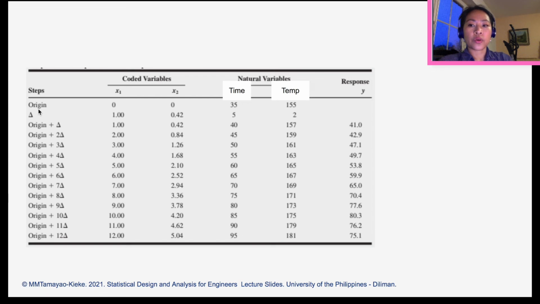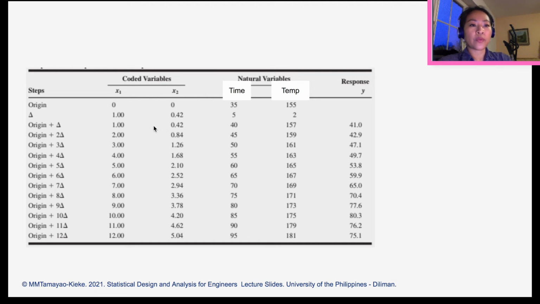Okay, so our origin is 0, 0. In terms of the coded variable, origin is 0, 0, and then the delta is 1 for x1 and 0.042 for x2. Therefore, origin plus delta is 1 and 0.42. Origin plus 2 delta is 2 plus 0.84, and so on.